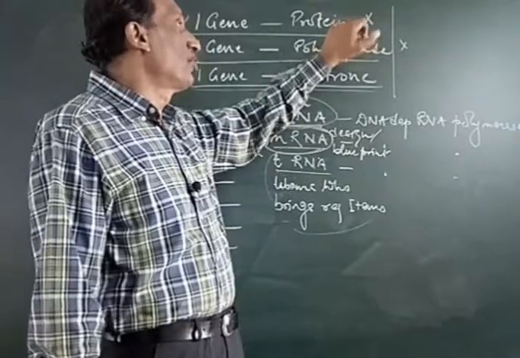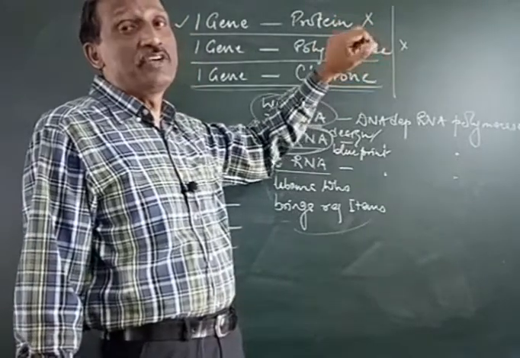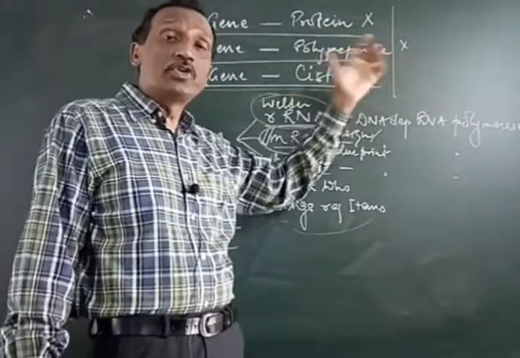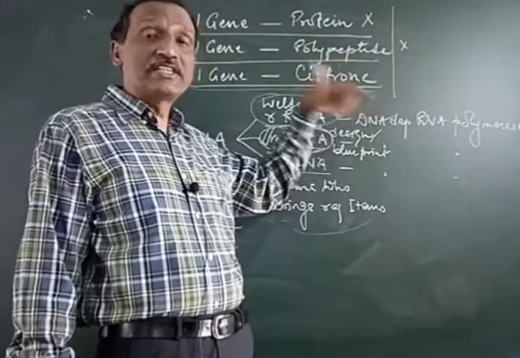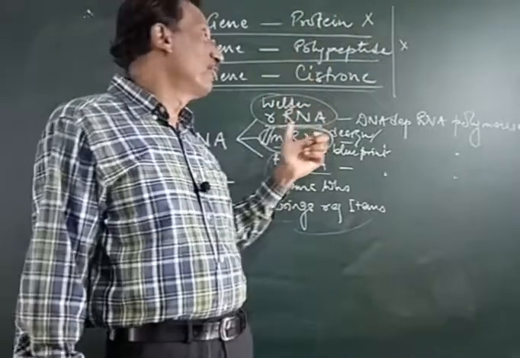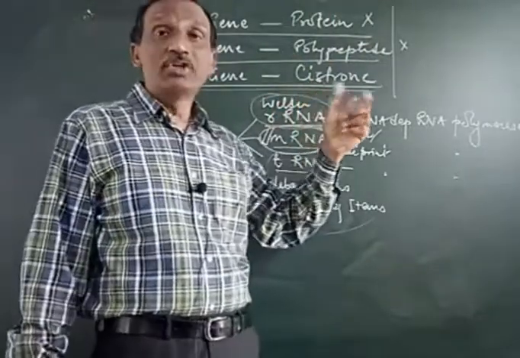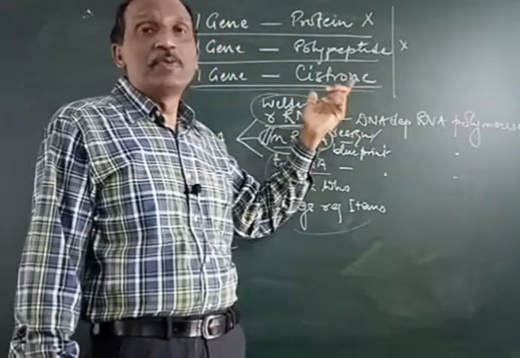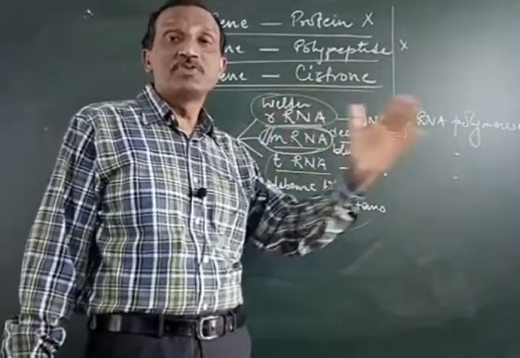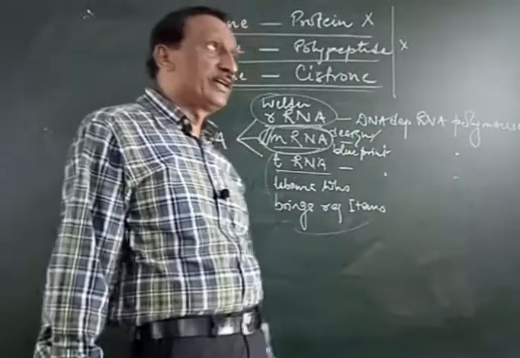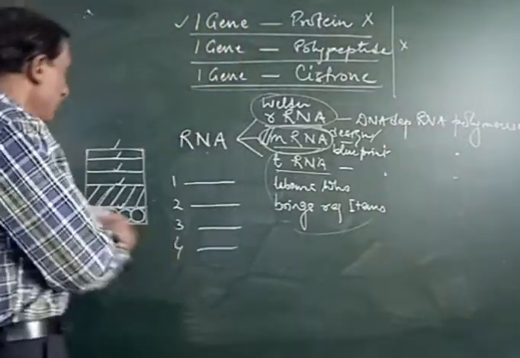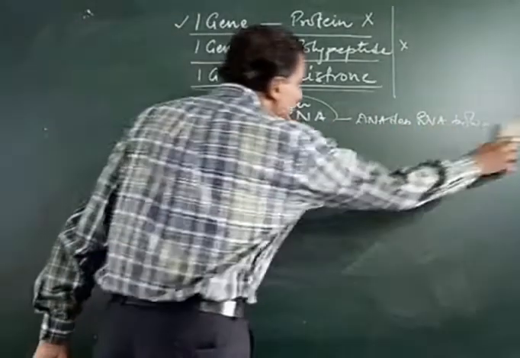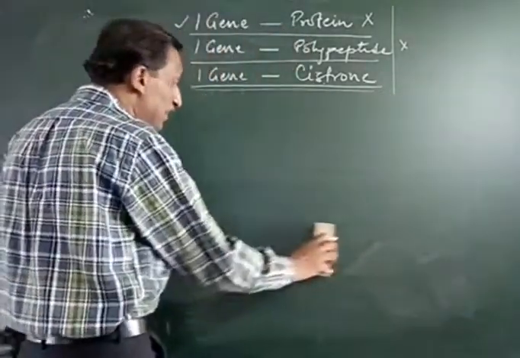The final product can be a protein, it can be a polypeptide only, or a number of small polypeptides which will be joined together to make a polypeptide, and many such polypeptides will make one protein, or it may be a cistron. A cistron is a unit which actually makes an enzyme, and it may be a polycistron, that is, it may make more than one enzyme or protein. Okay, so this is the definition of a gene, its role, and the types of RNA.